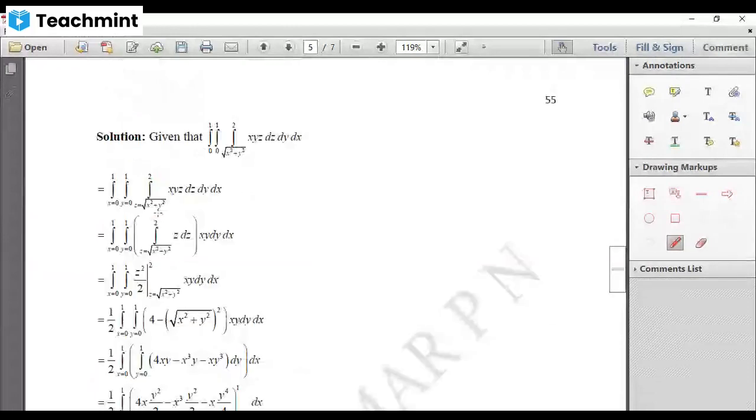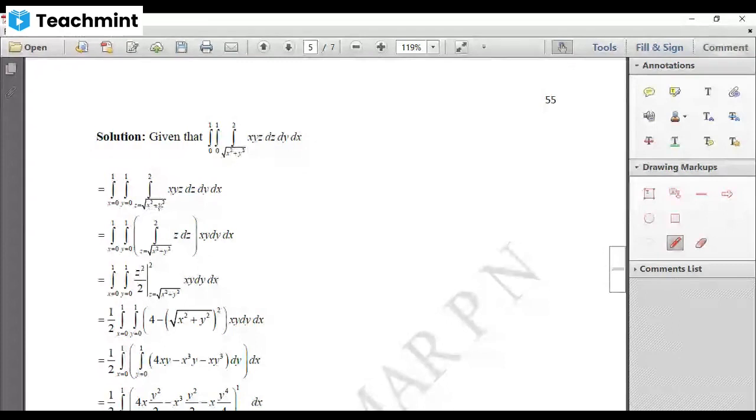Now let us integrate this with respect to z first. Remember here, it is product of x, y, z. We can easily separate this into terms involving x, y, z separately. But we cannot do that. Why? Because your limits are variable, right? So variable limits are present.